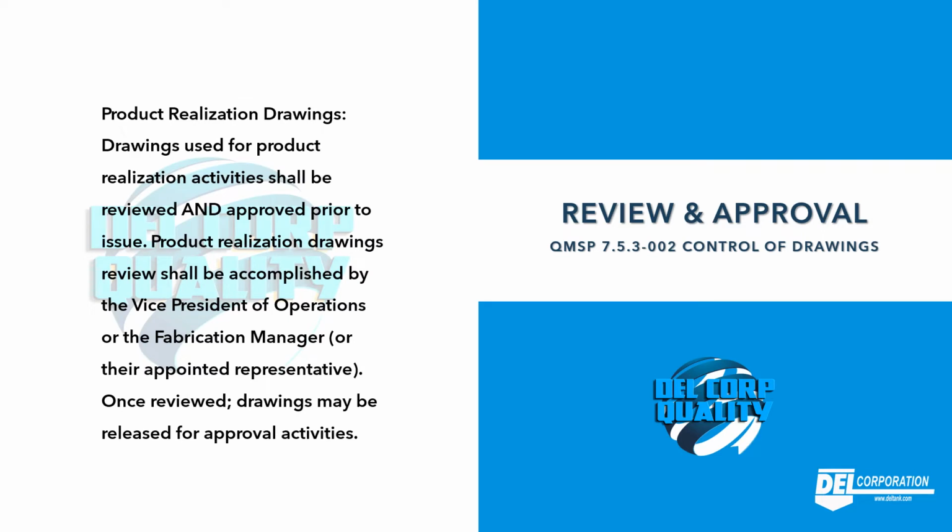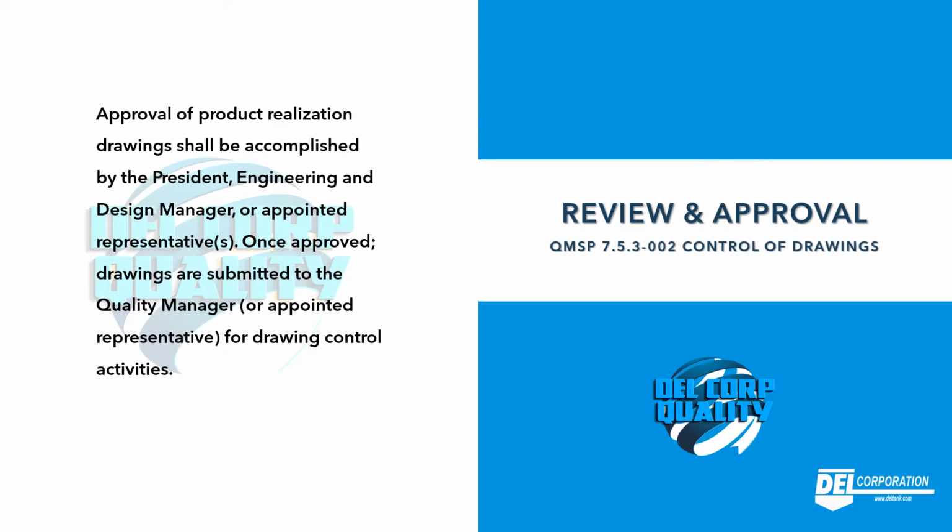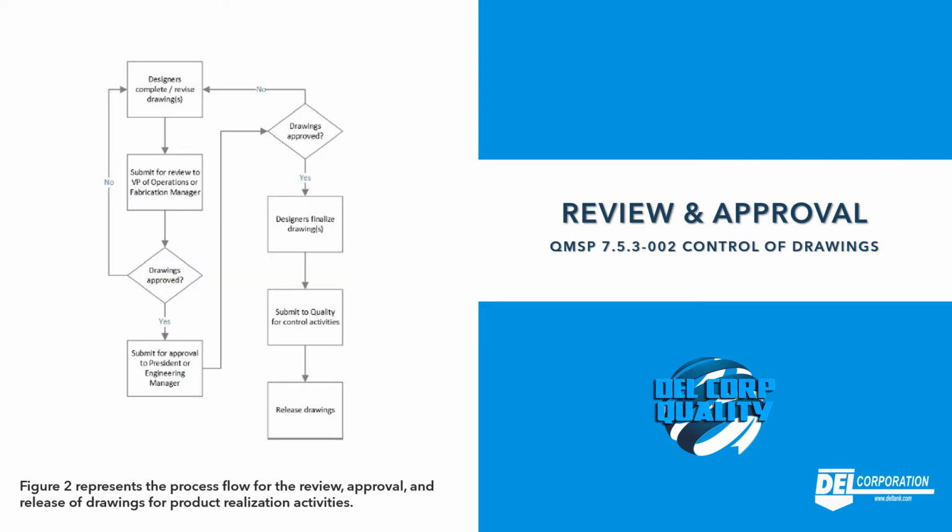Product realization drawings. Drawings used for product realization activities shall be reviewed and approved prior to issue. Product realization drawings review shall be accomplished by the Vice President of Operations or the Fabrication Manager or their appointed representative. Once reviewed, drawings may be released for approval activities. Approval of product realization drawings shall be accomplished by the President, Engineering and Design Manager or appointed representative. Once approved, drawings are submitted to the Quality Manager or appointed representative for drawing control activities. Figure 2 represents the process flow for the review, approval, and release of drawings for product realization activities.